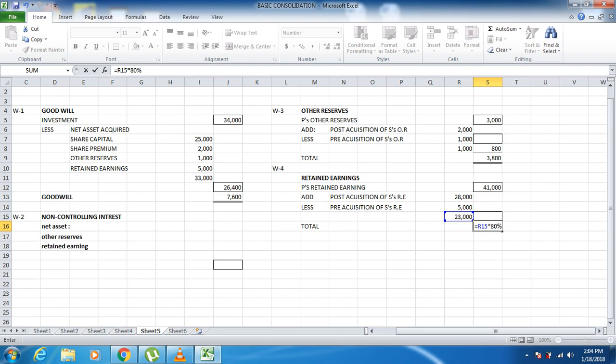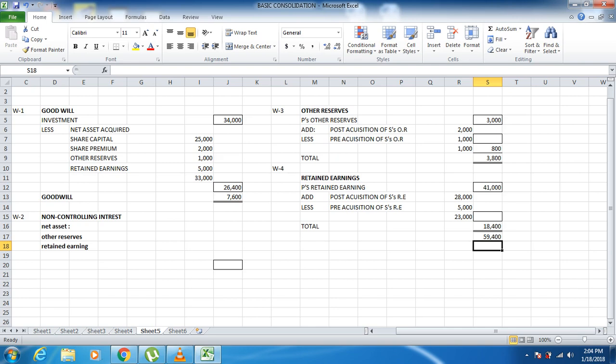We add up both amounts here. The total amount of retained earning is 59,400. Now we will calculate the non-controlling interest.